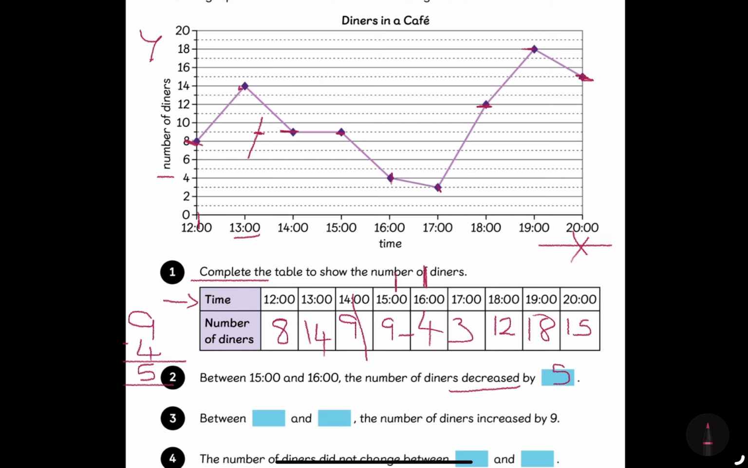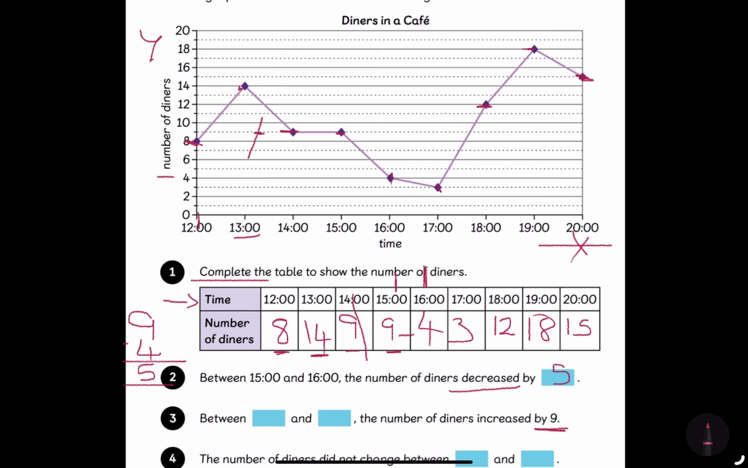Second question says between dash and dash, the number of diners increased by 9. So let's look at the first one. This is 8 and this is 14. The hint here says it has increased by 9. So we know double of 8 is 16, but here in this case we are seeing that it is 14, so not possible. Here we see there is a decrease again from 14 to 9, but here it is asking increase, so we are not looking for decrease. Again, this is stagnant from 14 to 15, so this doesn't come into the picture.